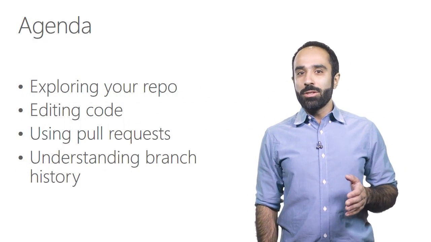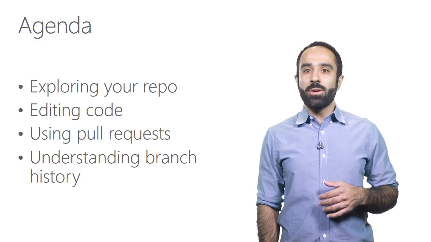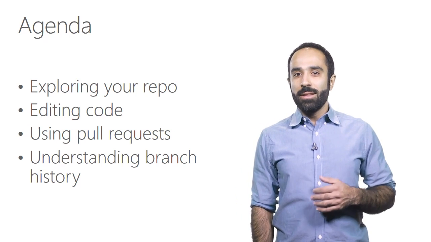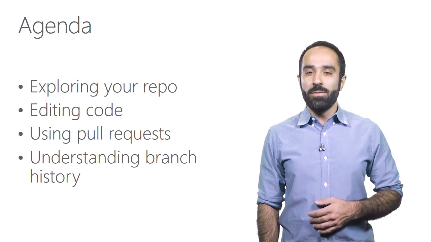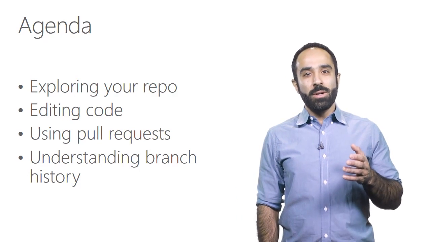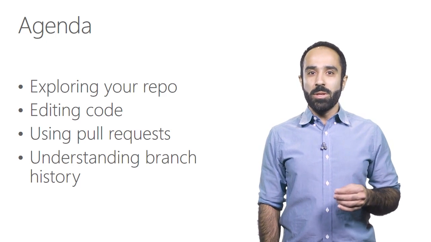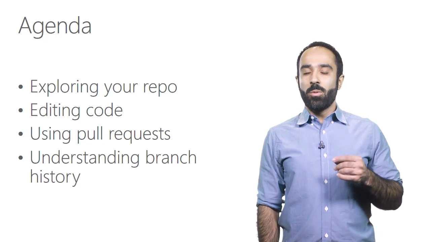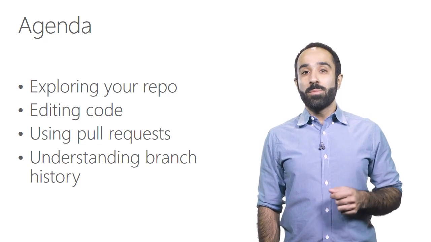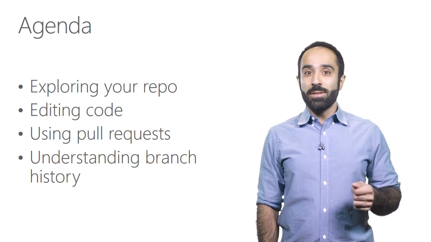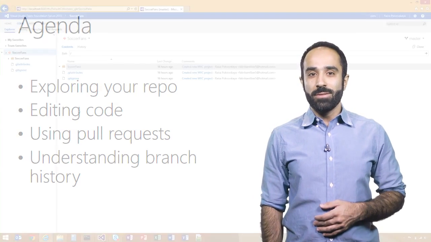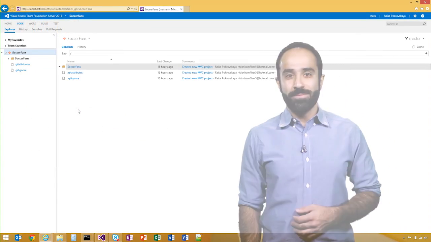In this video, I'm going to show you some new features when working with Git repos on Team Foundation Server 2015. And these same features are also available on Visual Studio Online. We'll walk through how to explore the contents of your repo in the web, how to work with topic branches using Visual Studio and in the web, using pull requests to make changes safely to the master branch, and then understanding the history of a branch. All right, let's take a look.